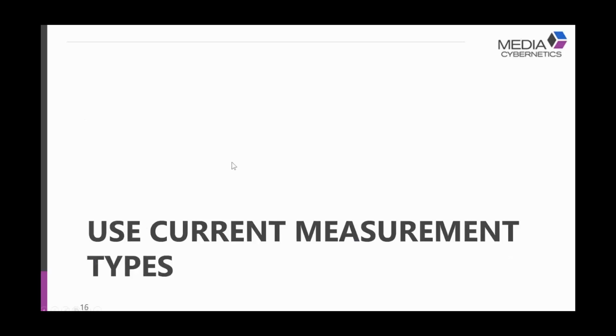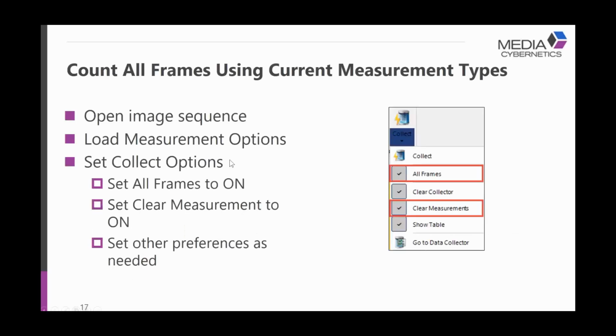All right. So how do we use the current measurement types or the current measurement parameters that you want to collect? I'm going to go through this, just talk through it first, and then I'm going to do a live demo. So same workflow that you always do. Here I'm going to open or create an image sequence, load my measurement options, and set my preferences. In this case, I want to count all the frames in the sequence. I will make sure I don't carry over any old data that may be in data collector, so I'm starting fresh.